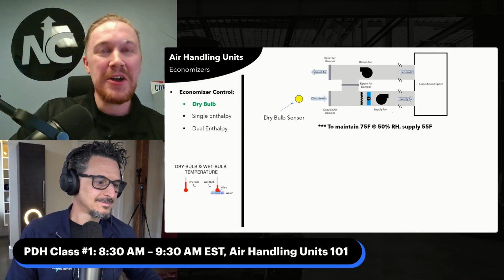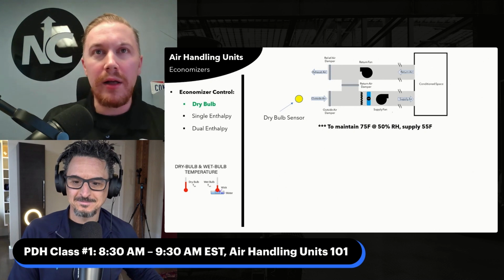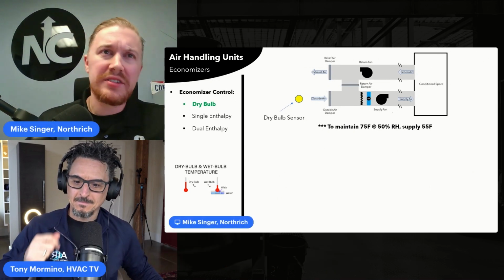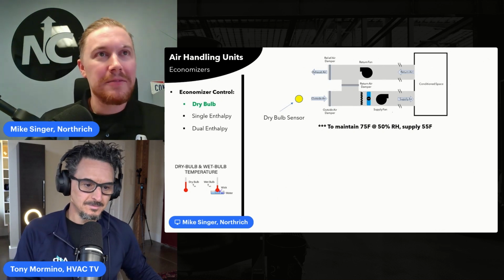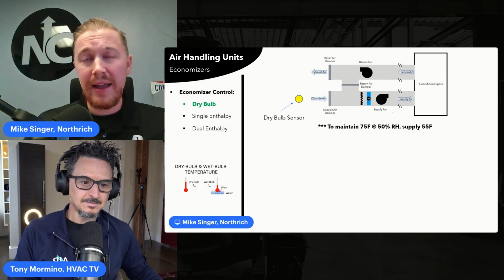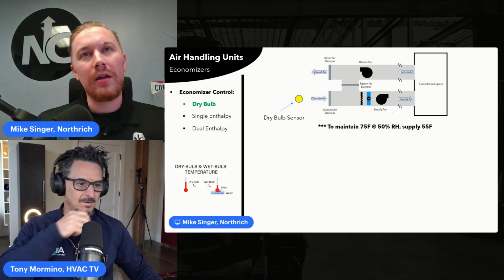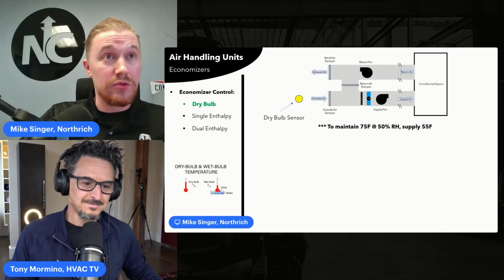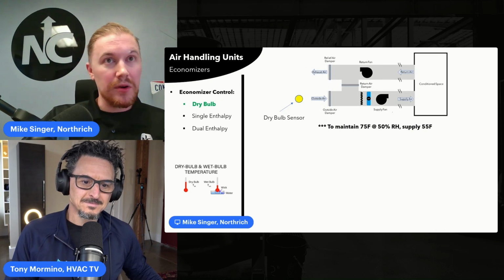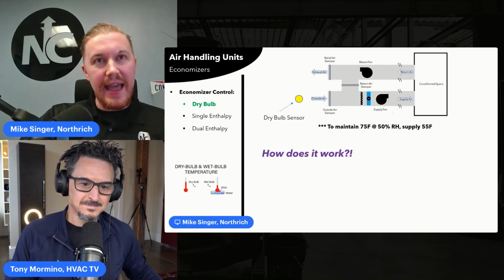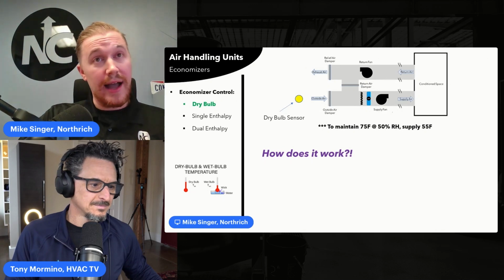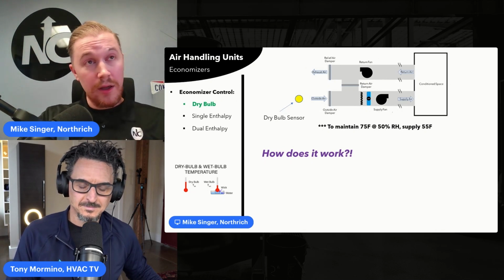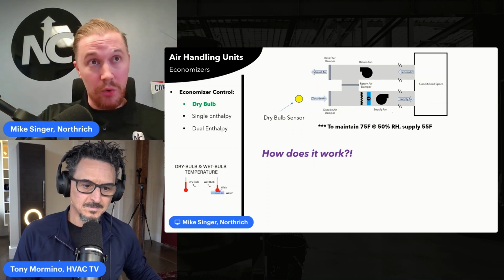So why do I bring it up? Well, economizer control. We see these options: dry bulb control, single enthalpy, dual enthalpy, whether we're laying out a rooftop unit or an air handling unit. What do they mean? Well, if we're talking about dry bulb control, it means I have a dry bulb temperature sensor in the outdoor environment, and I have a temperature at which I will decide to move into economizer mode or free cooling mode if I meet that temperature or am lower than that temperature.